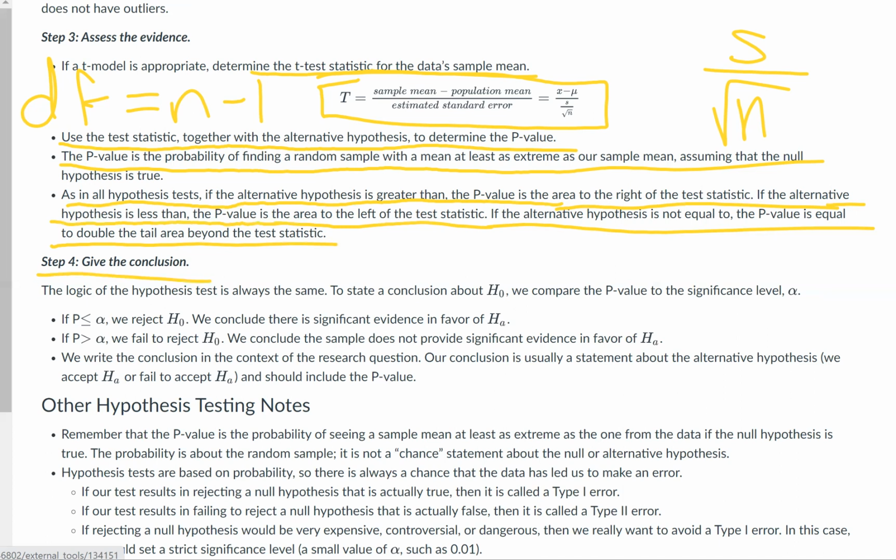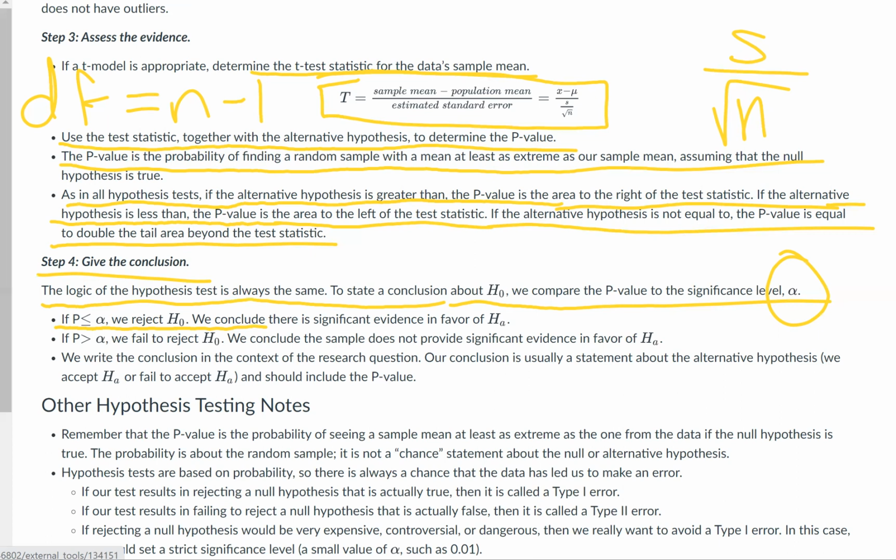The fourth step, the last step, would be to give your conclusion. The logic of the hypothesis test is always the same. To reach a conclusion about H sub 0, we compare the p-value to the significance level alpha. Alpha is often 5%, but sometimes they specify it to be larger or smaller than that. If the p-value is less than or equal to alpha, we have enough evidence to reject H sub 0.